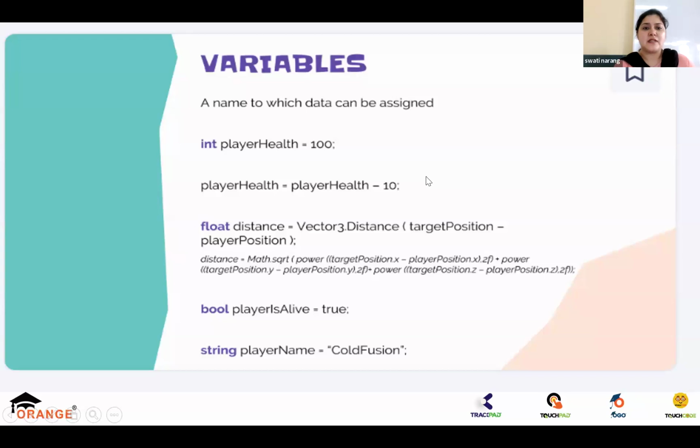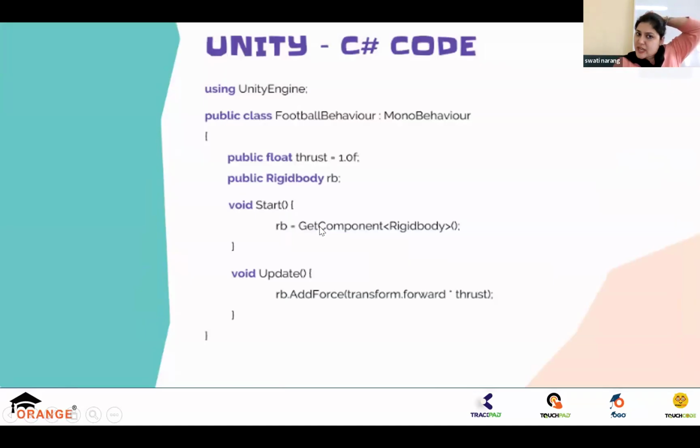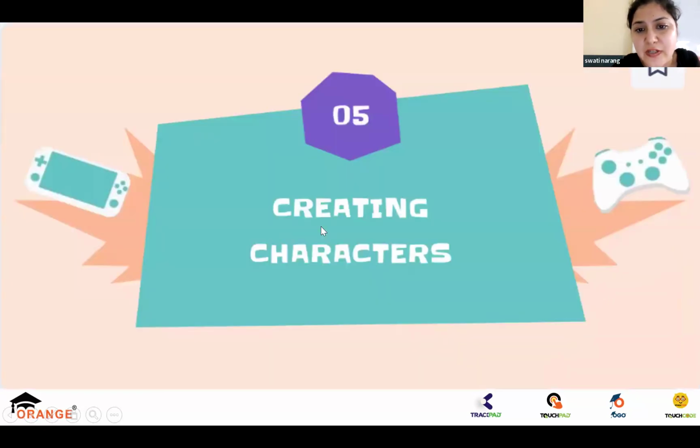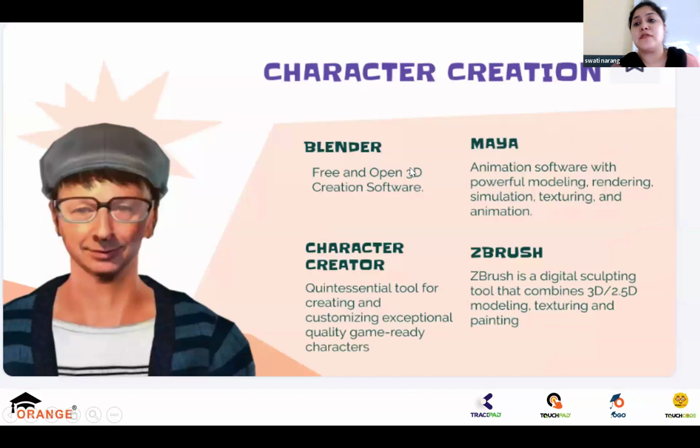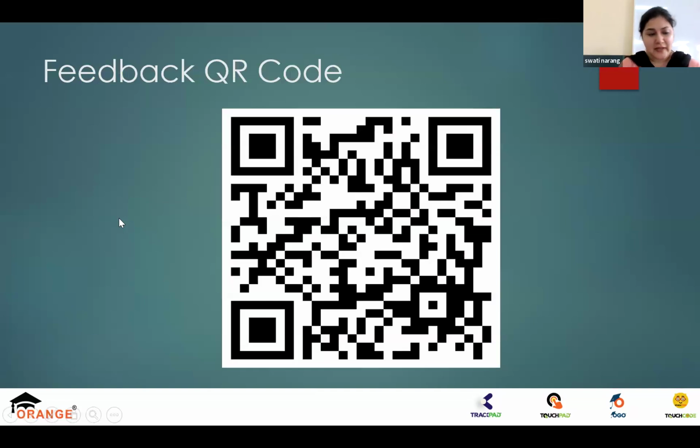this way we can give the variables. This is C# code which you can use. These are the functions, like writing code in C#. These are the ways we can use Unity C# code. And then we can create the characters using these software: Character Creator, Blender, Maya, ZBrush. These are some of the software through which we can create the characters. And Blender character libraries are like this, in which we can create our character like we do with our Bitmojis.